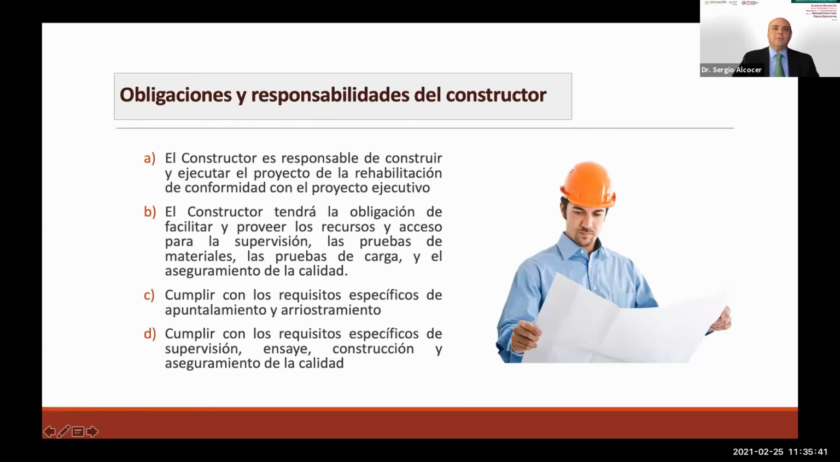and ductility. Now, we also have a section dedicated to the obligations and responsibilities of the builder. What we did here was to try to gather the best practices that we have seen at INIFED in different matters. We first state that the constructor is responsible to build and execute the project to refit the building, and the constructor has the obligation of facilitating all the resources for the supervision and tests, load test, and the assurance of quality. And the constructor must comply with the specific requirements to do these bracing.